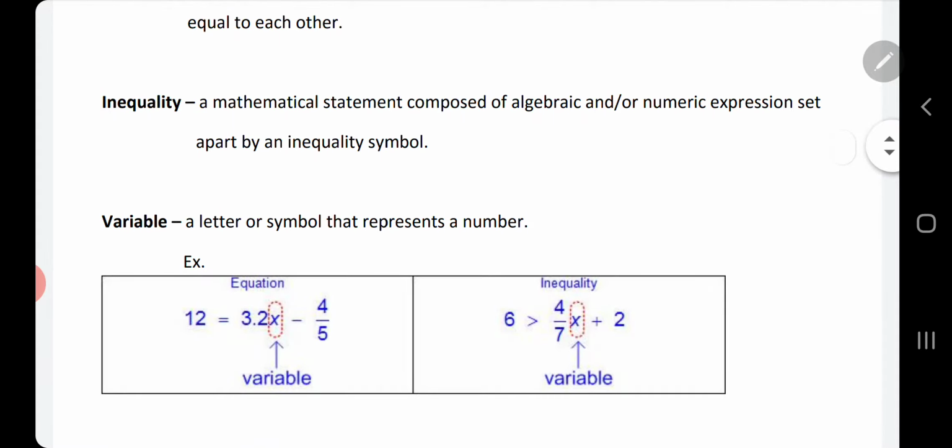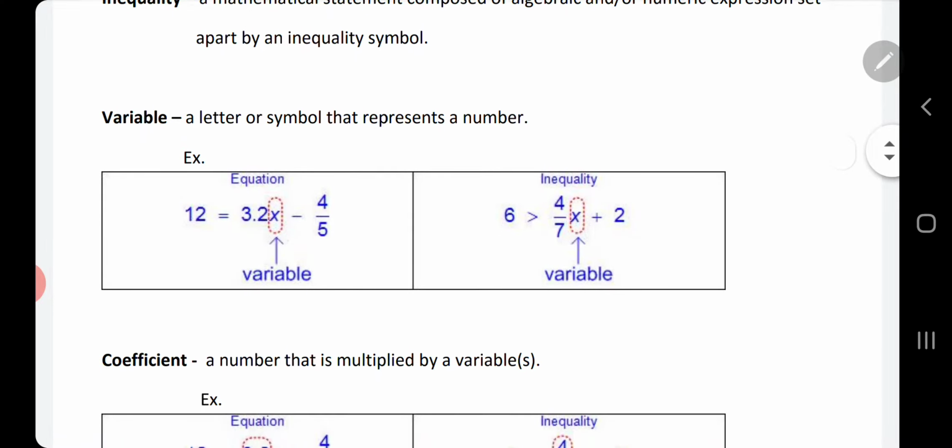Inequality. A mathematical statement composed of algebraic and/or numeric expressions set apart by an inequality symbol. So, once again, same definition, except with an inequality you can have less than, greater than, less than or equal to. It does not have an equal sign.